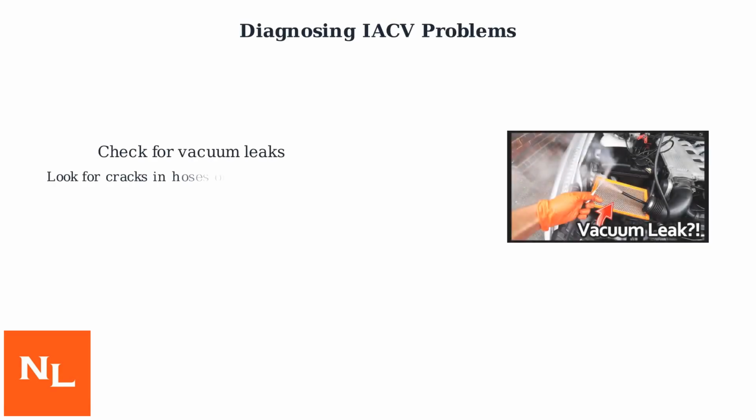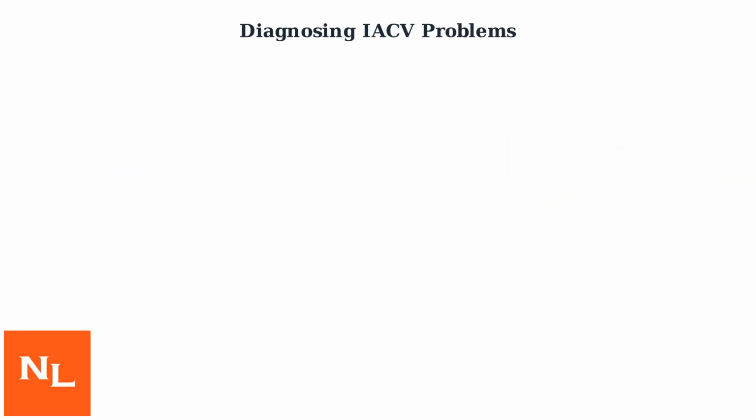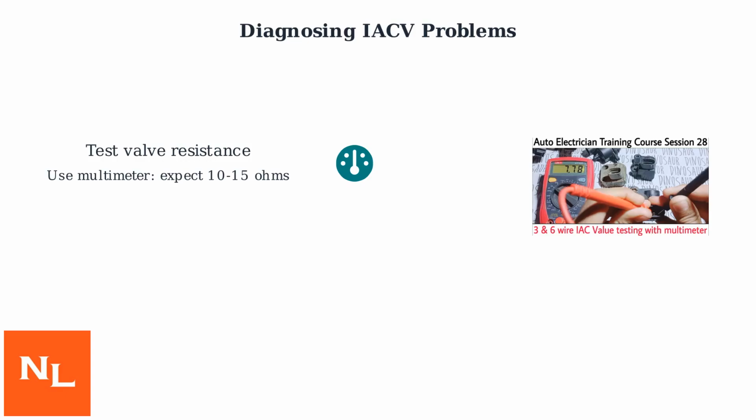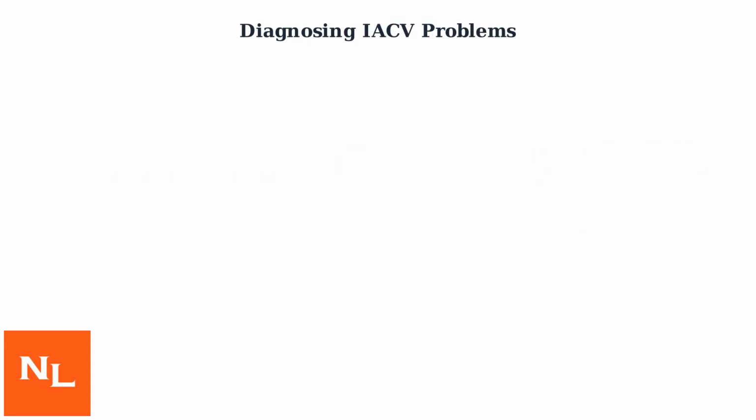Diagnosing a bad IACV starts with checking for vacuum leaks, which can mimic IACV symptoms. Inspect hoses and the intake manifold for cracks or loose connections. Next, test the IACV's electrical resistance using a multimeter. Disconnect the valve and measure between the terminals. You should read 10 to 15 ohms. Out-of-range readings indicate a faulty valve.